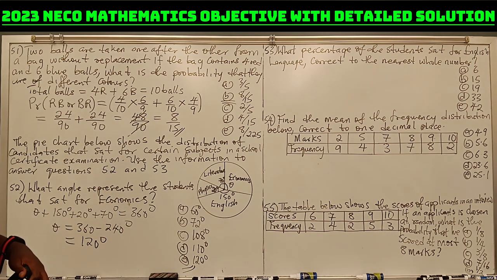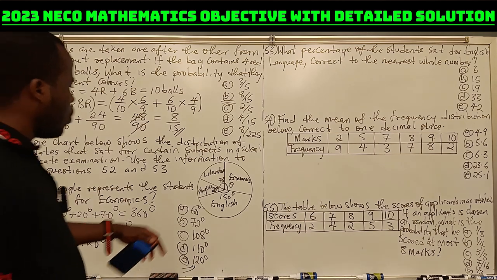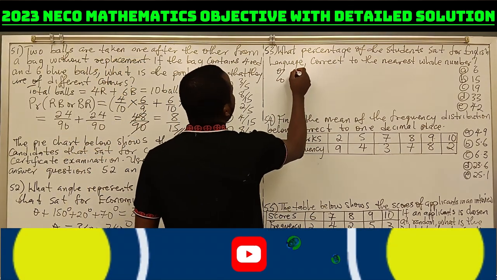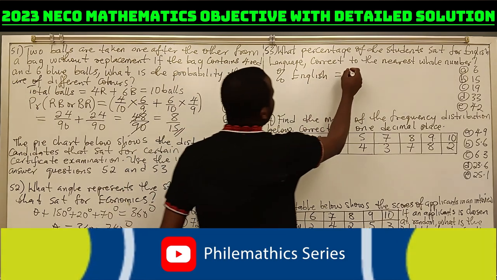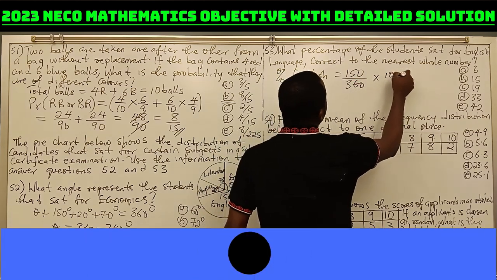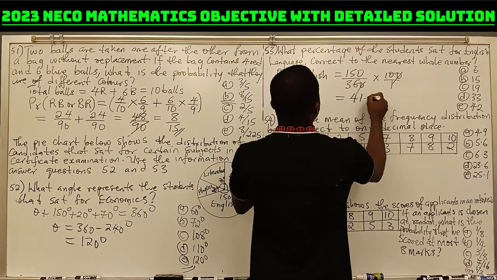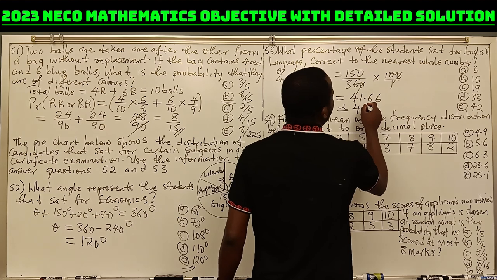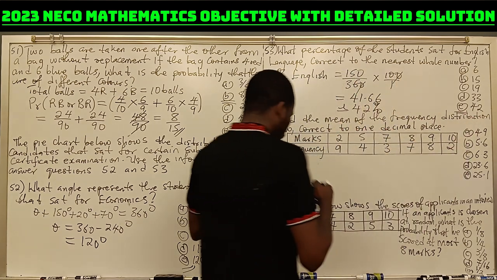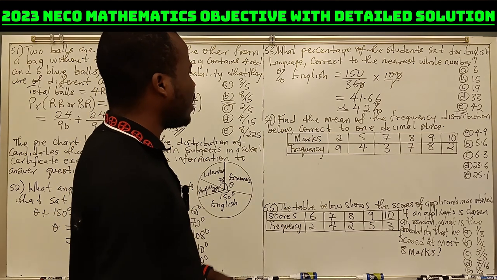Next problem says, what percentage of the students sat for English language correct to the nearest whole number? So percentage of students that sat for English will be 150 over the total angle, which is 360, times 100 over 1. 0 can cancel 0, is 41.66, approximately 41.42%, which is E. Next problem says, find the mean of the frequency distribution below, correct to one decimal place.